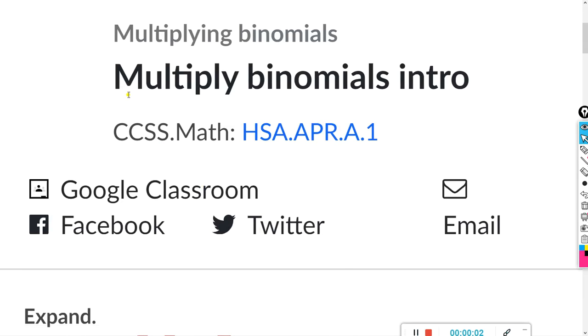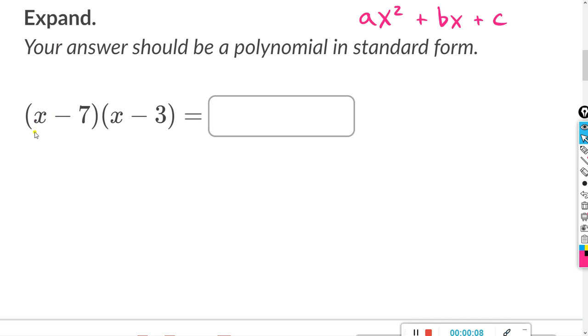This will be for the assignment Multiply Binomials Intro. So they want us to expand this binomial here, and your answer should be a polynomial in standard form. Standard form is going to be ax squared plus bx plus c. Once we multiply this, you'll see that it's going to be in this form.